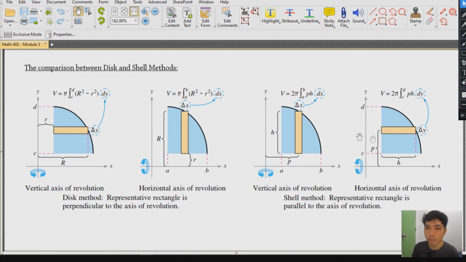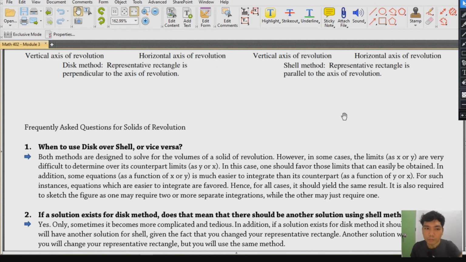Okay, so hopefully malinaw yung discussion kung kailan ginagamit tong two formulas of volume, kasi baka ma-mix up nyo tong dalawang to, which, well, results in a wrong answer. So before we proceed with the problem solving muna, let me answer this. When to use disk over shell or vice versa? So ito, may sagot din naman dyan.